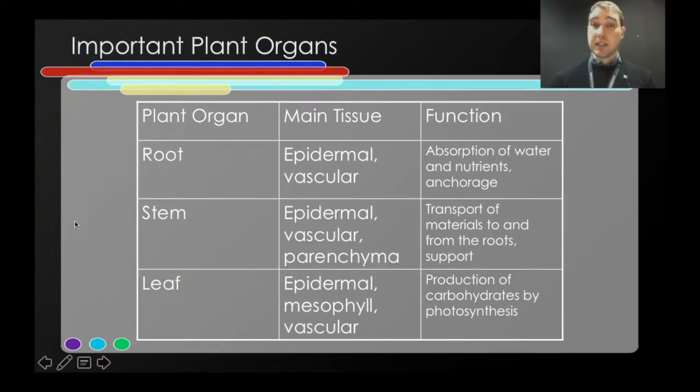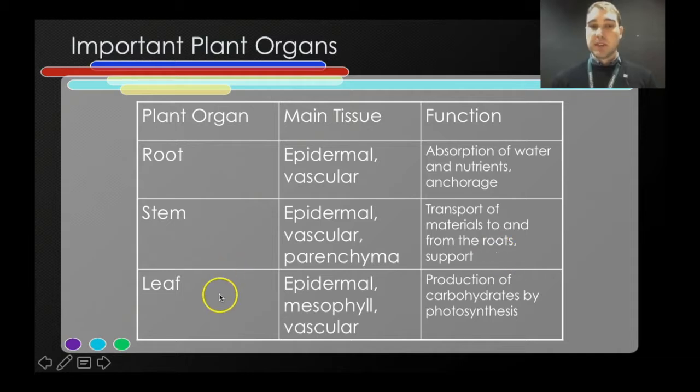So here are some plant organs. So the root is made up of epidermal and vascular tissue, and its job is to absorb water and nutrients from the soil, anchor the plant, and also send the water and nutrients to the plant. And that's what the vascular tissue does. In the stem you have epidermal tissue again, the vascular tissue that continues from the roots, but also parenchyma cells. And their job is, again, to transport materials from the roots to the rest of the plant, but also to support the plant.